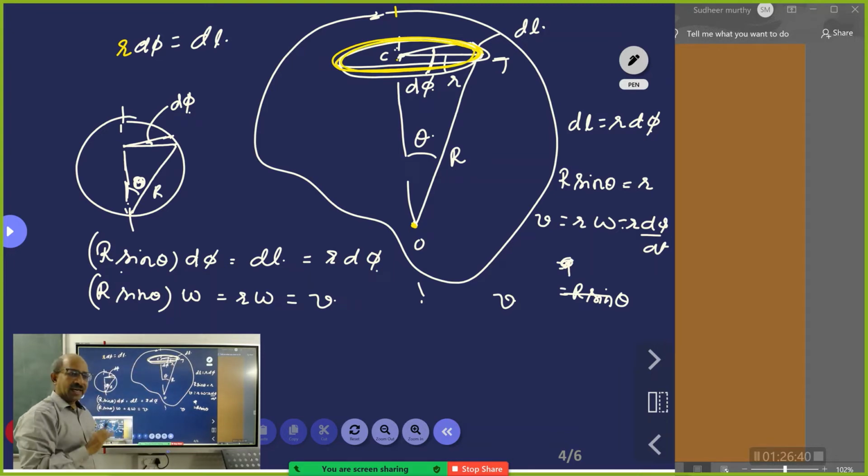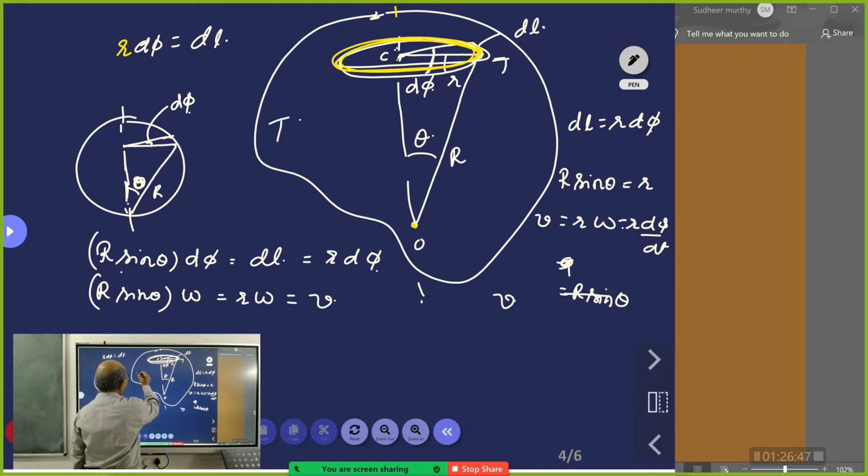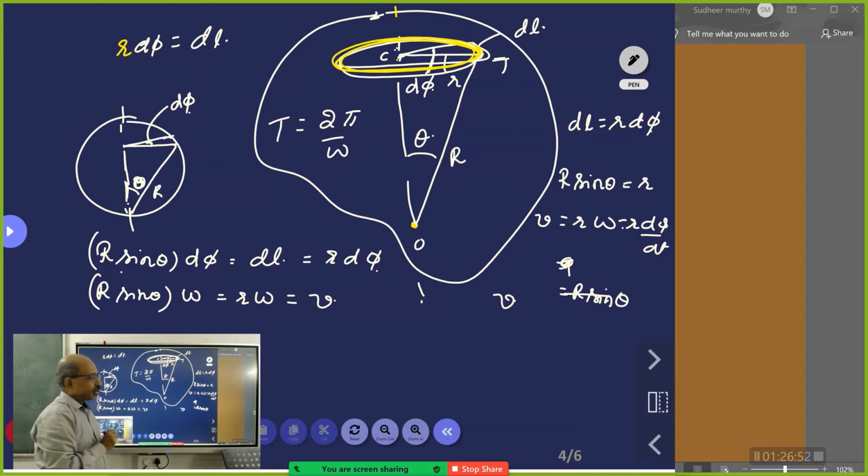Radius is different, but the time period is same. Right? And time period is what? 2 pi by omega. And 2 pi is constant. So if you see from here, it is capital T, and if you see from here also, it is capital T. Therefore, the omega from here and here must be same.